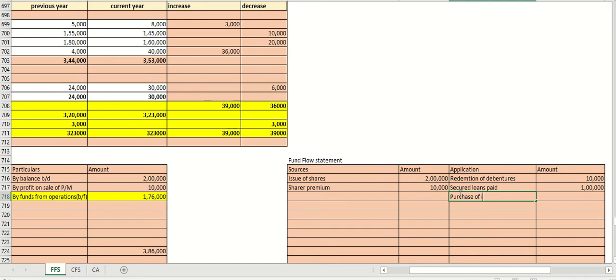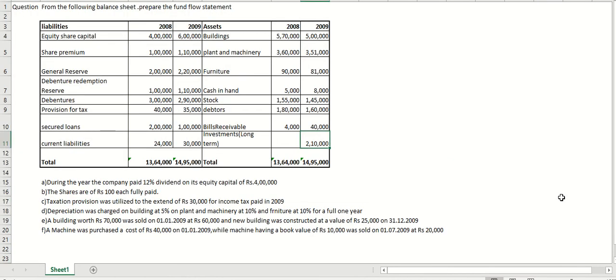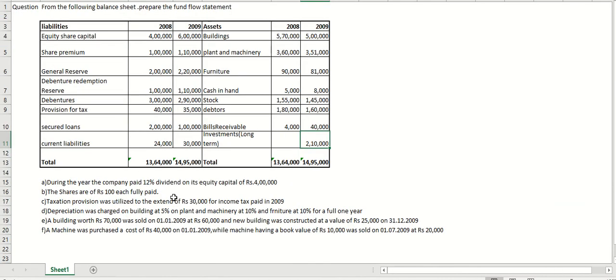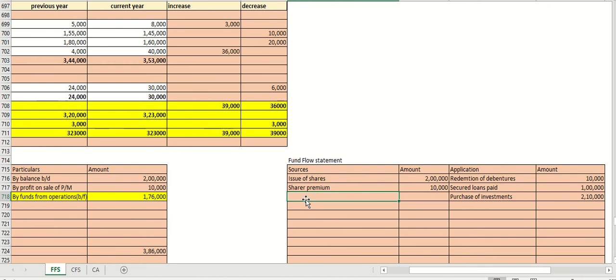Purchase of investment. Why are we accounting it in application? Because there is outflow of cash. If you purchase something, you're paying them, so there is outflow of cash, hence it is application of funds. The amount is 2,10,000. Now moving on to your adjustment, the dividend paid that we have accounted in your profit and loss adjustment account, again we'll account it here as application of funds as dividend paid. Your amount is 48,000. I have shown the calculation already.